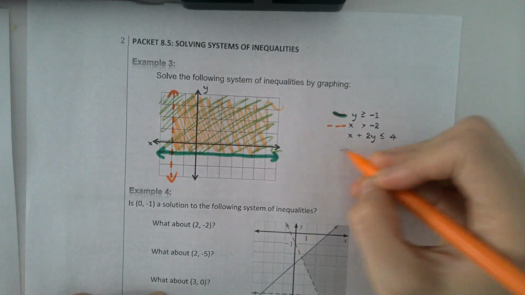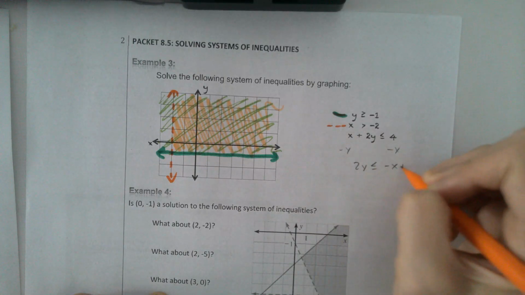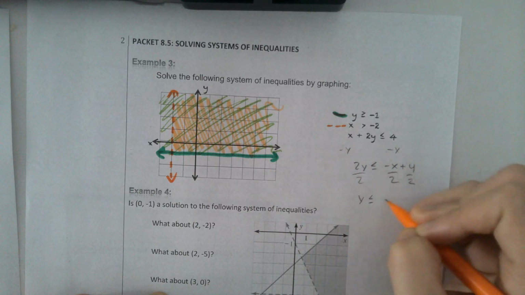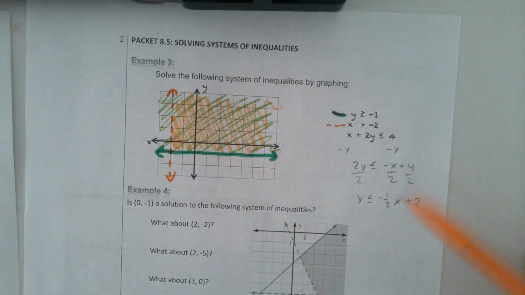So I minus the y from both sides. I get 2y is less than or equal to -x plus 4. Divide everything by 2. We get y is less than or equal to -1/2 x plus 2. And be careful, there's not a lot of these in the examples, but remember, if you're dividing by a negative, you need to switch the sign.